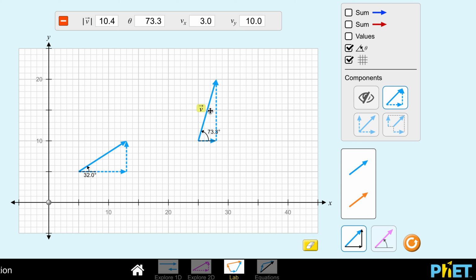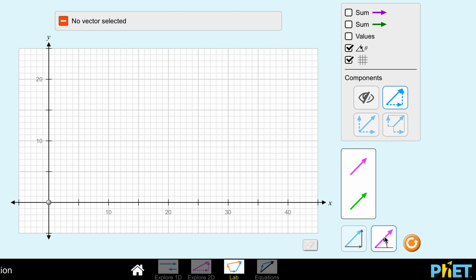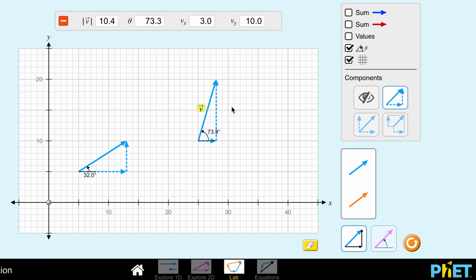Now let's also take a look at how you add vectors together. Let me get rid of some of the terms here. Let's say that we have these two vectors, and we want to add them. The way that you add vectors graphically is, I'm just going to put this vector here for convenience.